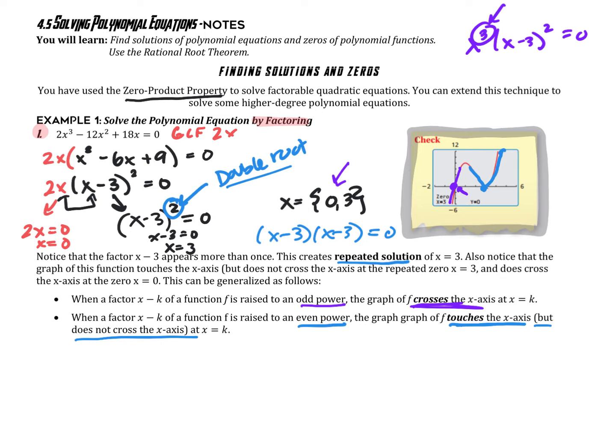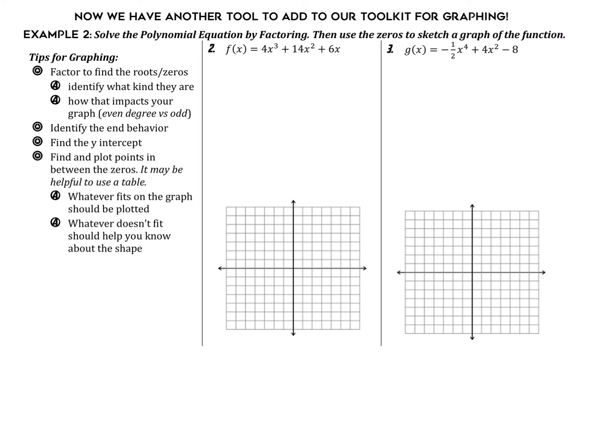So let's tie this to graphing a little bit and review what we've learned about graphing polynomial functions before. Let's talk about some tips for graphing first. The very first thing that we're going to do, if possible, which it will be on these two problems, is factor to find the roots. Those are the places where we're crossing the x-axis.